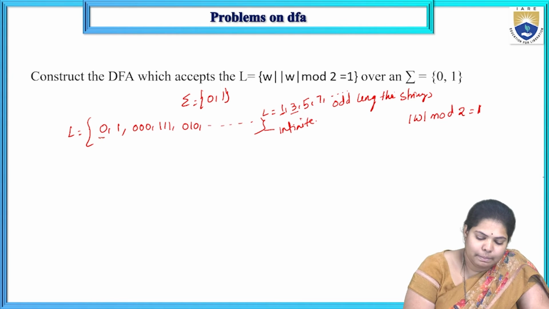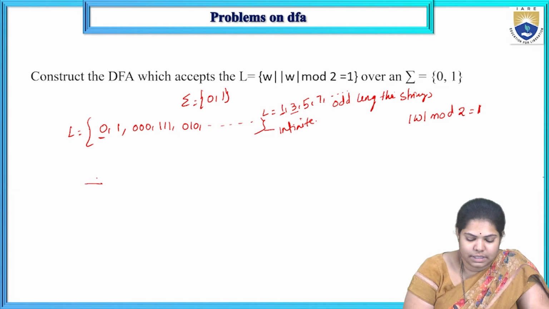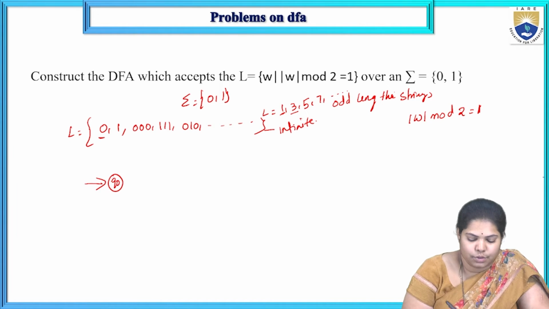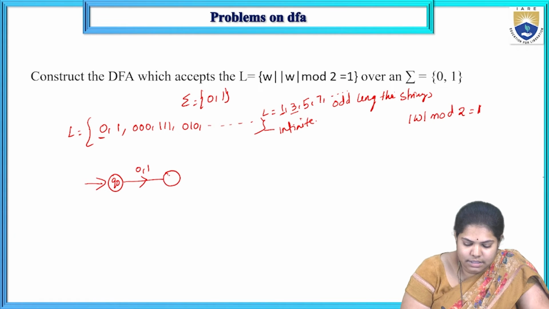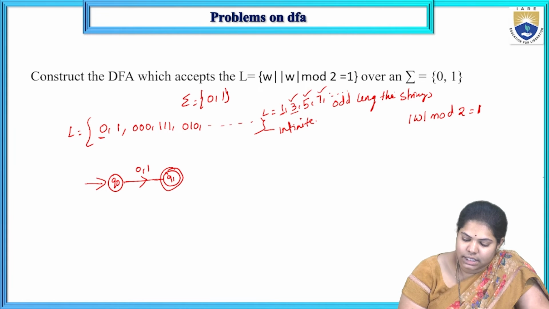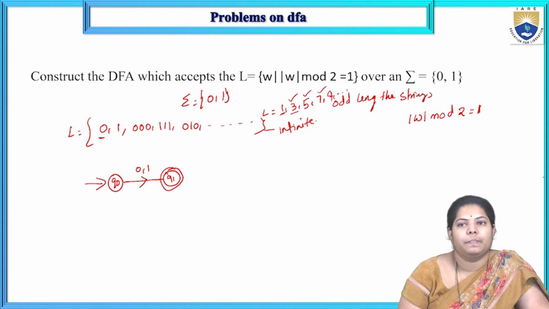What if it is an infinite language? I should take the minimum length string and draw the basic structure of the finite automata. Start with the start state Q0. On seeing 0 or 1, I reach the final state. As I told in the previous slide, if the number is divided by 2, we contain only 2 states. So here the one length string gets accepted. Next, I also need to accept the 3 length string, 5 length string, 7 length string, the 9 length string and so on. Right?